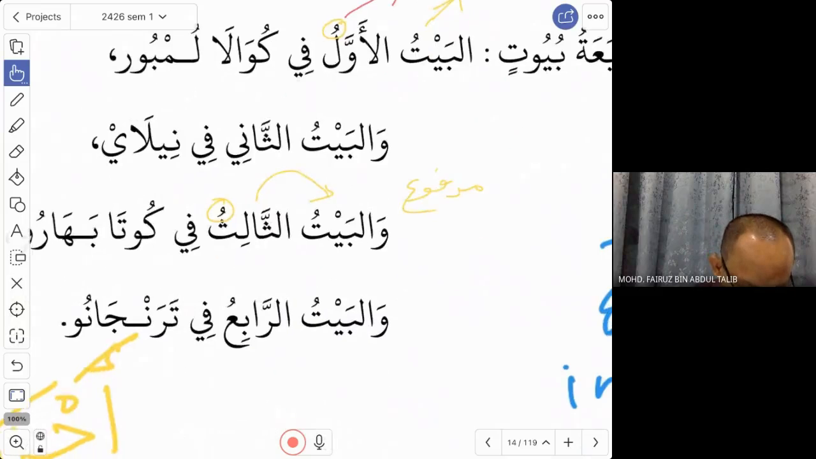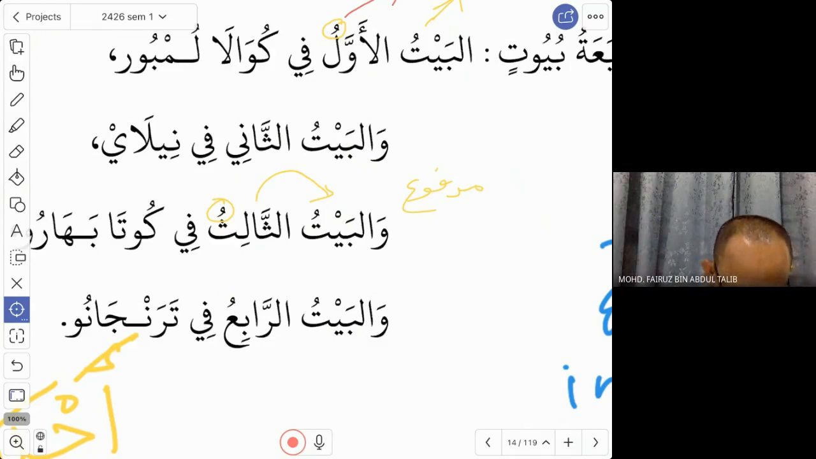The fourth jumlah is also similar. Al-Baitu, mubtada, marfu, ends with a dhamma. Al-Rabi, the adjective, is also marfu and ends with a dhamma. So for the first, third, and fourth jumlah, you see a dhamma at the end of both words. But what about the second jumlah?